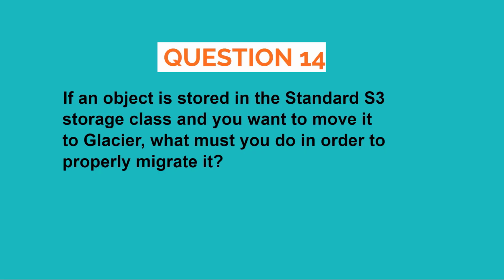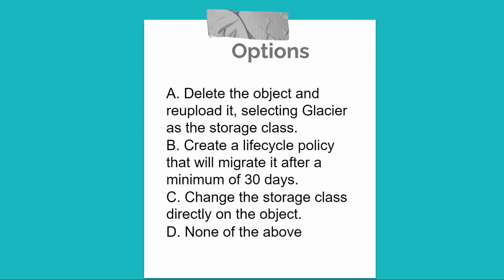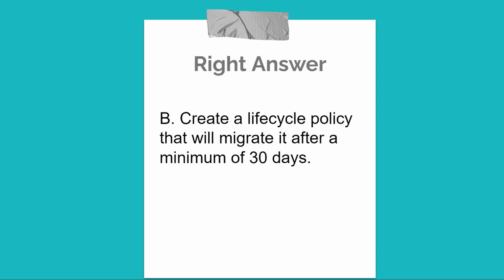Question. If an object is stored in the standard S3 storage class and you want to move it to Glacier, what must you do in order to properly migrate it? Option A. Delete the object and reupload it, selecting Glacier as the storage class. B. Create a lifecycle policy that will migrate it after a minimum of 30 days. C. Change the storage class directly on the object. D. None of the above. Right answer is B. Create a lifecycle policy that will migrate it after a minimum of 30 days.